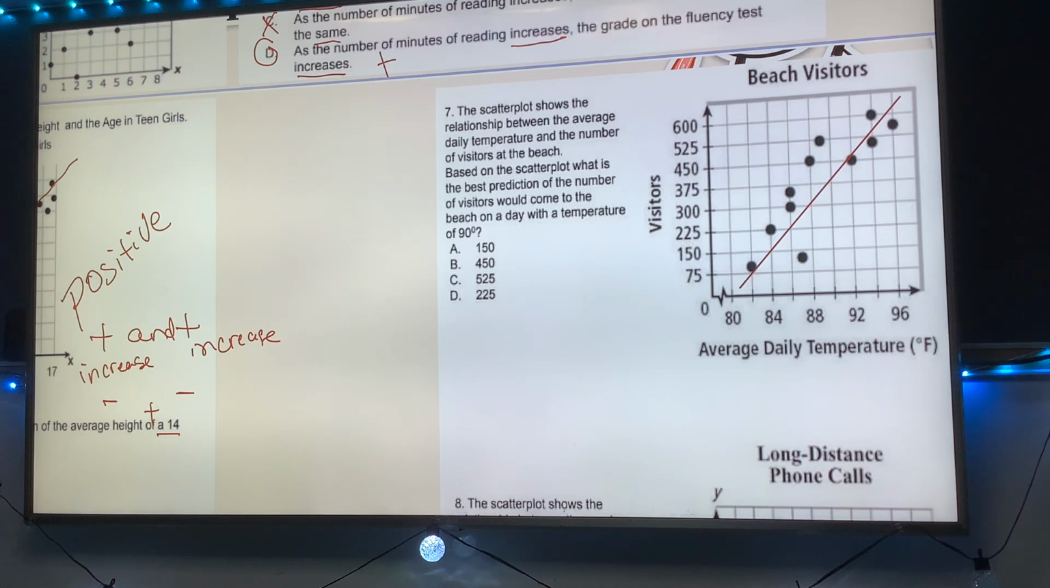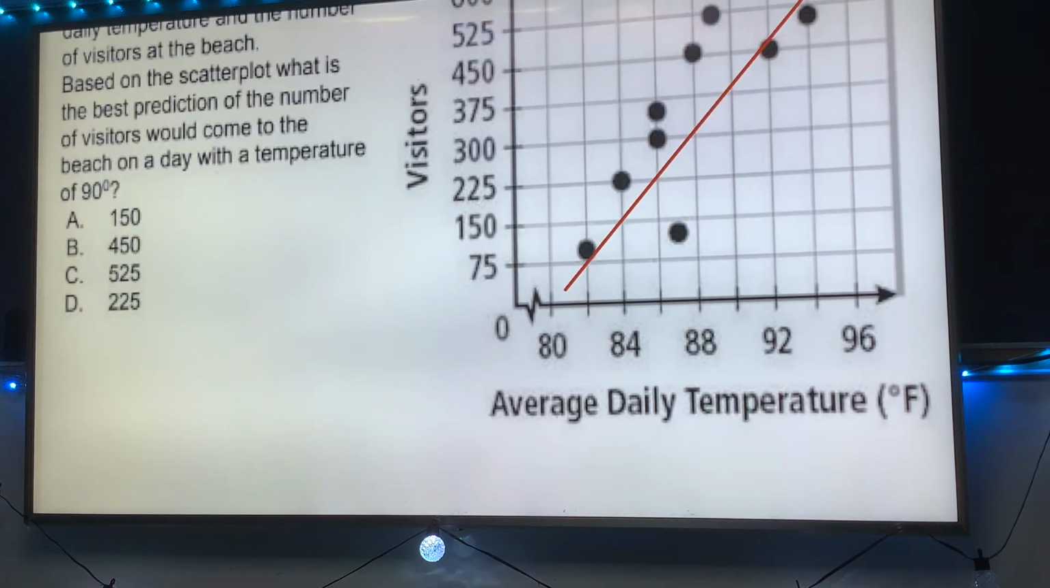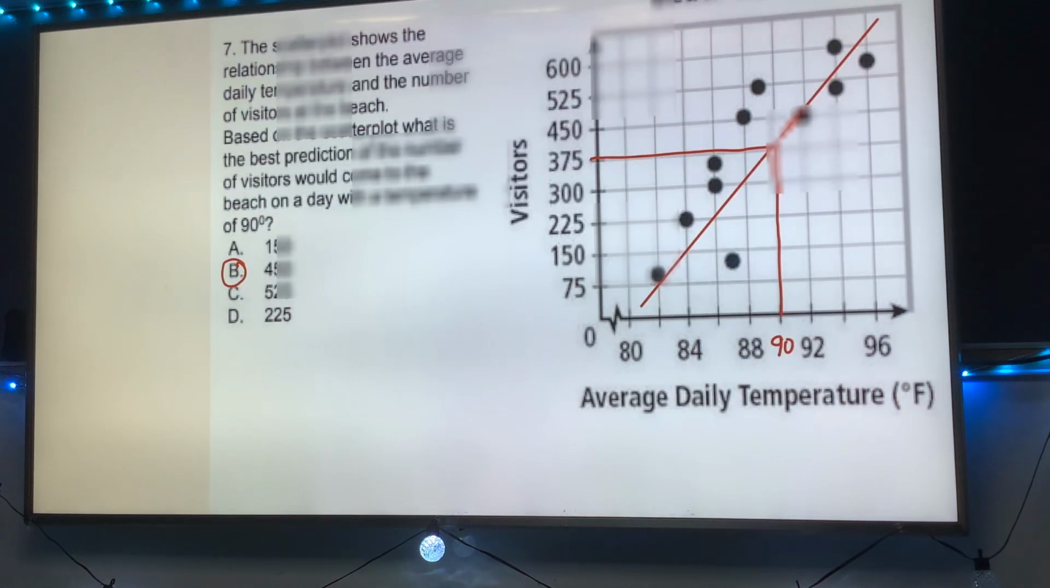The scatter plot shows the relationship between the average daily temperature and the number of visitors at the beach. Based on the scatter plot, what is the best prediction of the number of visitors that would be at the beach on a temperature of 90 degrees? So as I look at my graph, I see that my temperature is going 88, that would be 90, and then 92. So I'm going to go up and hit my line, and I'm going to go across. Well, that's about 375. Okay, so if I look at my answer choices, which one of those answers would be closest to 375? You are correct, 450.